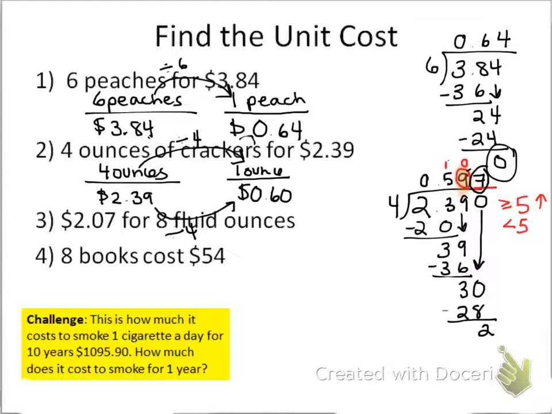Okay, now that you've tried it, the answer for number 3, $2.07 for 8 fluid ounces. When that's written as a unit cost, so for 1 fluid ounce, would cost 26 cents. Now, if you wrote your answer the other way, where the 26 cents is on top and the 1 fluid ounce is on the bottom, it's still correct because you're saying that it would cost the same amount.